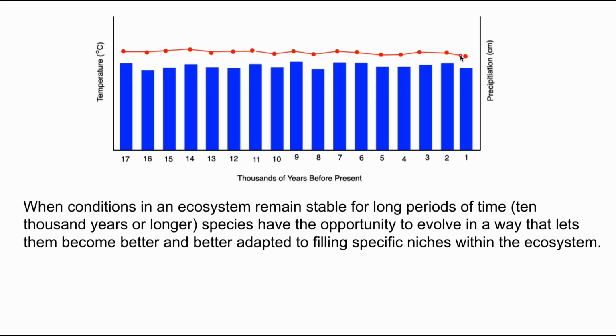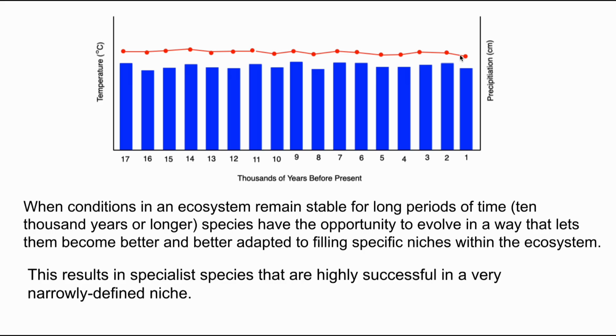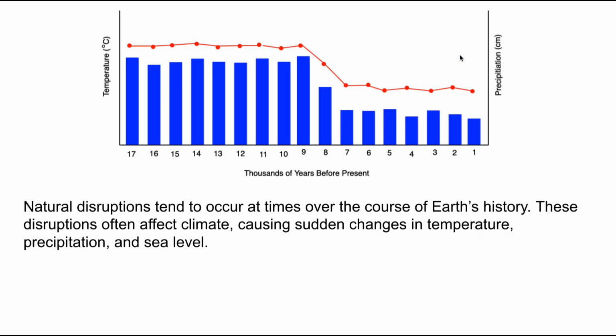And this does happen from time to time in Earth's past. And when this happens, this stability allows organisms a chance to evolve to better fill various niches. And because of that, what we find is specialist species tend to evolve, and they're very highly successful at very narrow niches. But it turns out nothing stays stable forever on this planet of ours. There are changes that occur, and we'll explain why later.